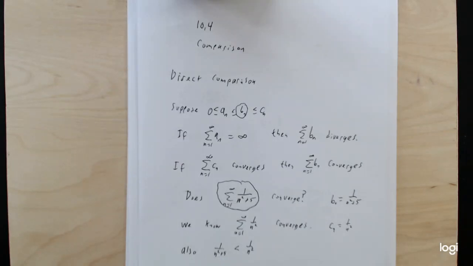For that, we'll do the second comparison test in this section, which is limit comparison. And that will avoid that issue. It has a couple things of its own, but it does avoid this whole issue of getting these inequalities right. So we'll stop this one here, and then our next video will be on that limit comparison test.